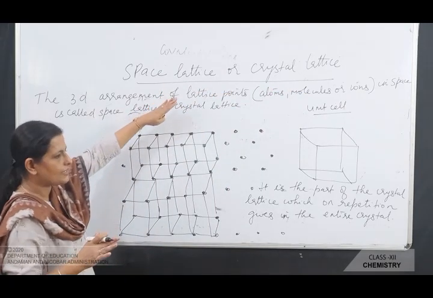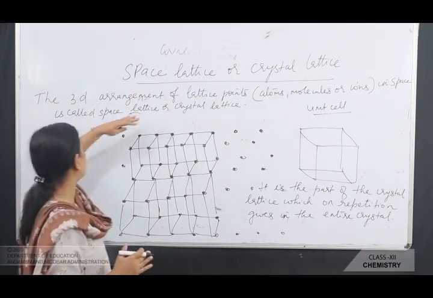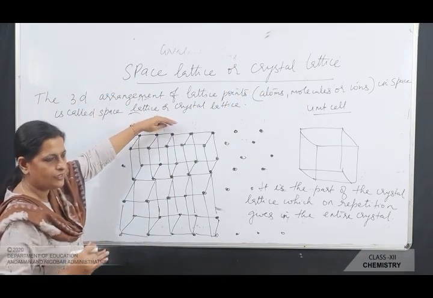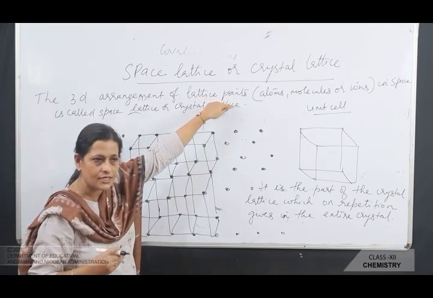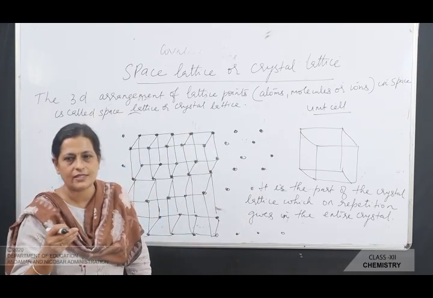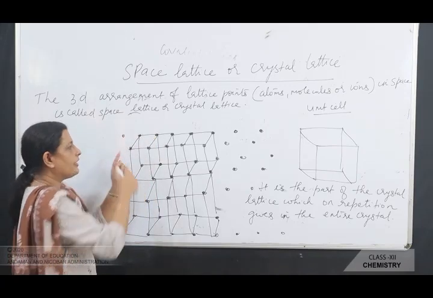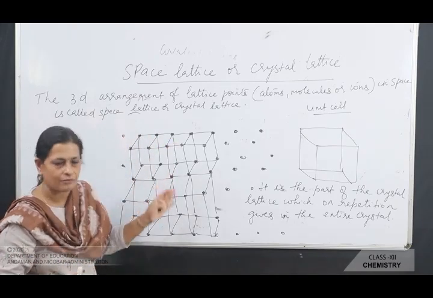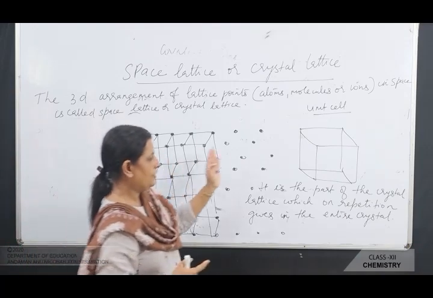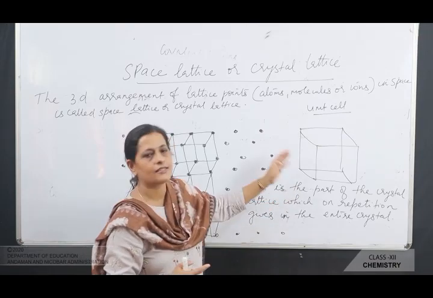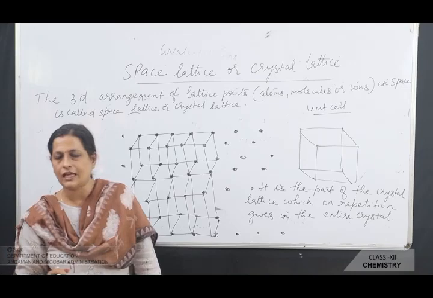So is it clear what is crystal lattice? It is the three-dimensional arrangement of lattice points in space, called what? Crystal lattice. So the constituent particles are represented by what? Lattice points, and the space occupied by the lattice points is known as what? Lattice sites. And when these lattice points are joined by straight lines, it gives rise to what? Shape to the crystal. And the part of the crystal lattice which on repetition gives the entire crystal is known as what? Unit cell.